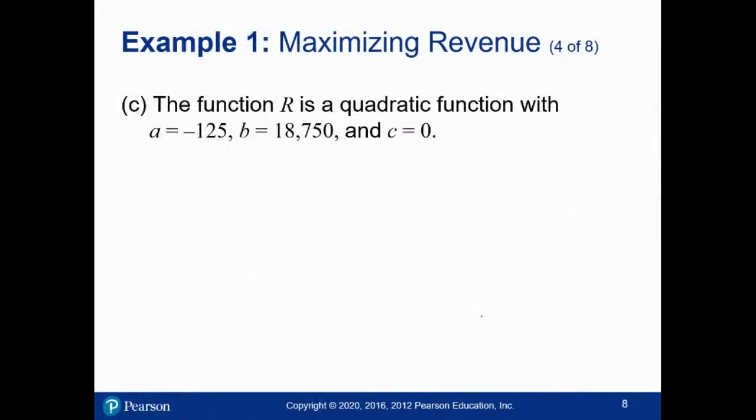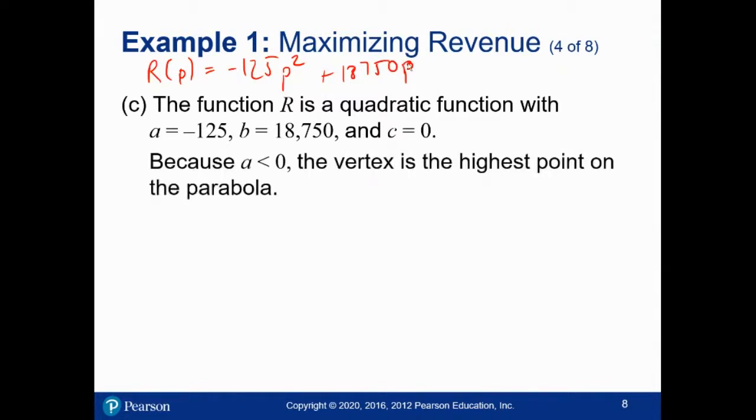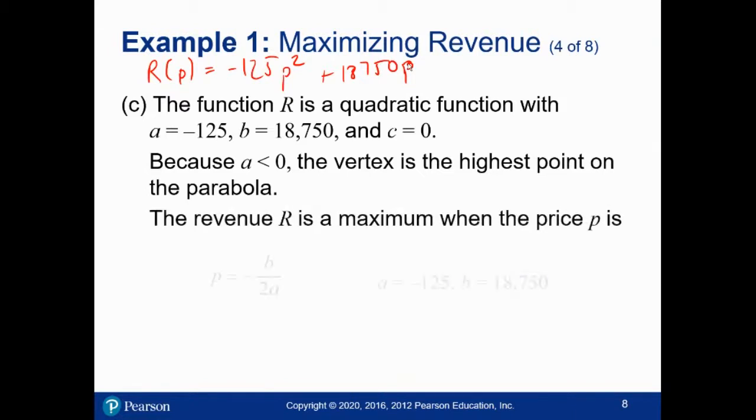Okay, so here is our quadratic function r. A is negative 125, b is 18,750, c is 0. Because remember, we had r of p is negative 125p squared plus 18,750p, and then nothing else. So there is no c term. That's a p, sorry. So because the a term is negative, it's concave down, which means the vertex is a maximum. Our revenue will be maximized. So let's find where that happens.